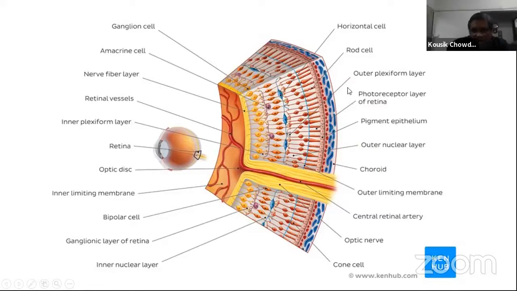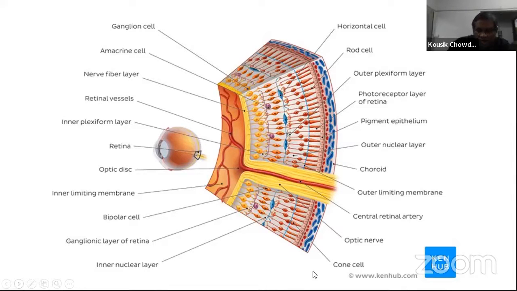We are coming again, and then this is photoreceptor layer, pigment epithelium, outer nuclear layer, and outer limiting membrane, and cone cells are also seen. So these are the structures of the retina. 10 layers of the retinal structures are shown here, from outside to inside and inside to outside.